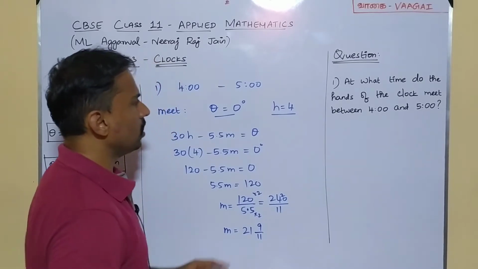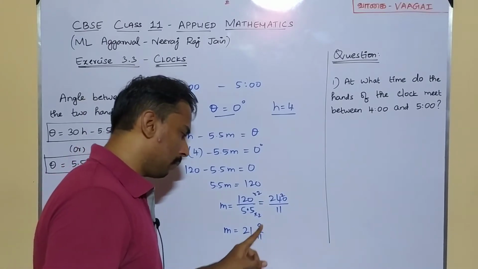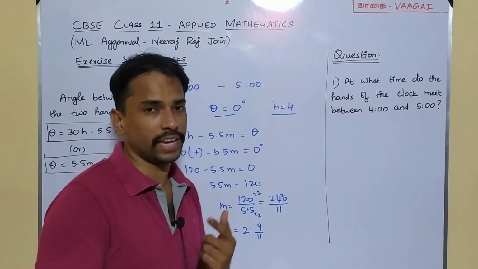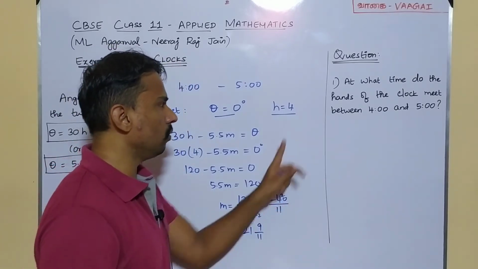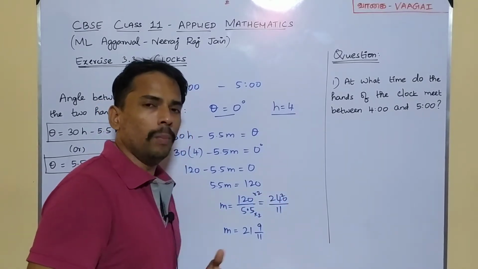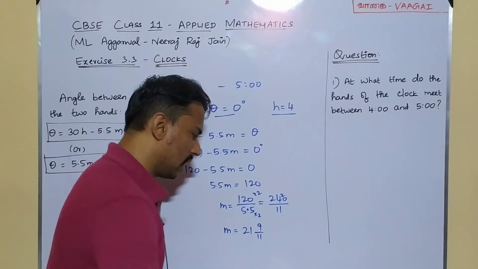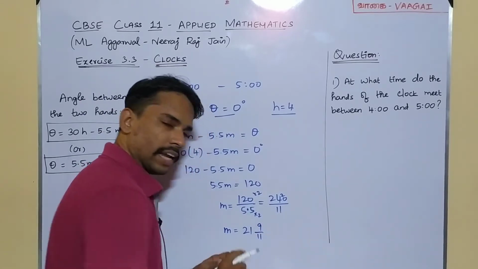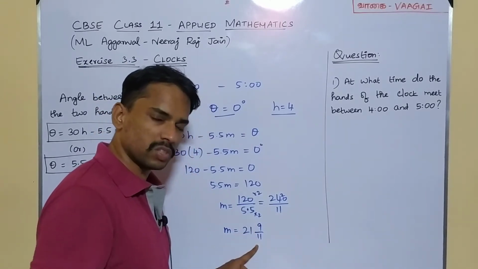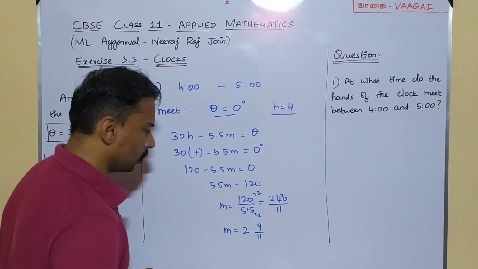So our answer will be 4 hours, and the minutes will be 21 9 by 11. If you see further, we need to convert this into seconds also. So far we are sure about the time being 4 hours 21 minutes, and how many seconds do we have? That also we need to calculate. In order to find the number of seconds, we will convert the fraction 9 by 11, which is in terms of minutes, into seconds.